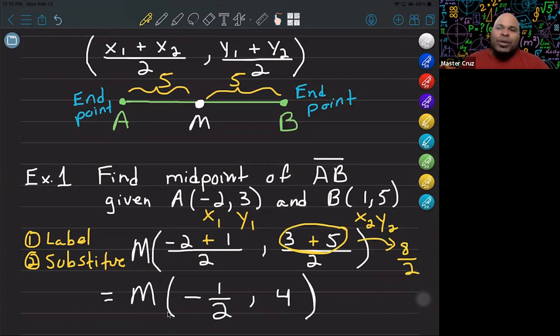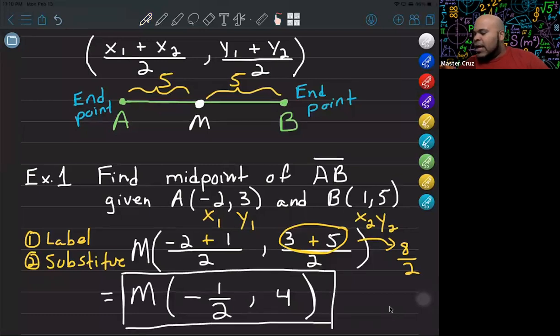As you can see, the midpoint has an x coordinate and a y coordinate, as it should, because this is on a graph, and that will be the answer. The midpoint, it's always a point. That's why it's called a midpoint, and you will always have an x value and a y value. That's why the formula starting at the beginning has a comma in between. So let's put the M here to make sure that we're looking at the same thing. And that's it. If I were to graph this, the point -1/2 comma 4 will be exactly in the middle between these two. Let's do example 2.